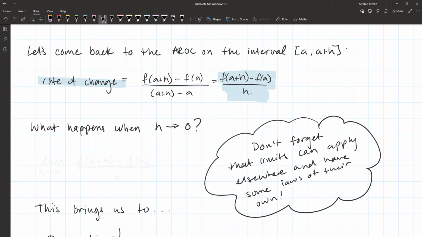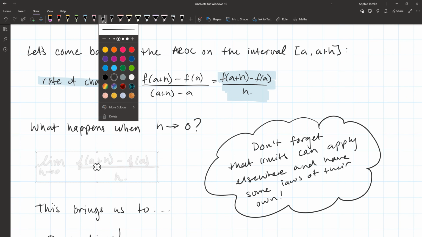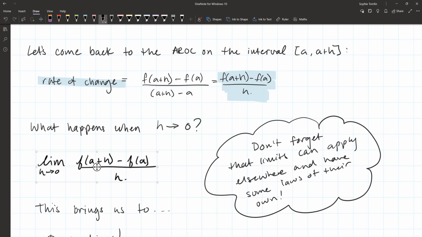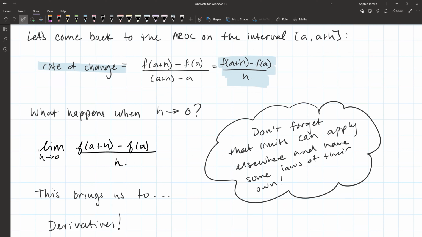So what happens if we make that difference approach 0? We can take the limit as h approaches 0. One of the ways that we evaluate limits is we directly substitute the values into the function. But if we substitute 0 into the denominator, we can't divide by 0, so that's not quite going to work. However, as h gets smaller and smaller, the difference between the two points gets smaller and smaller.